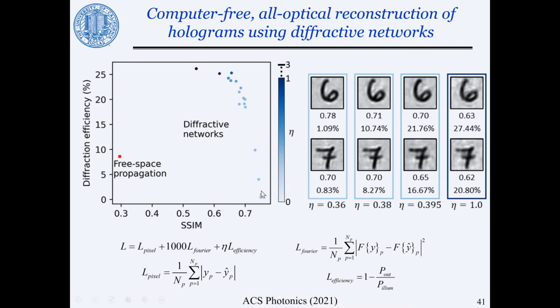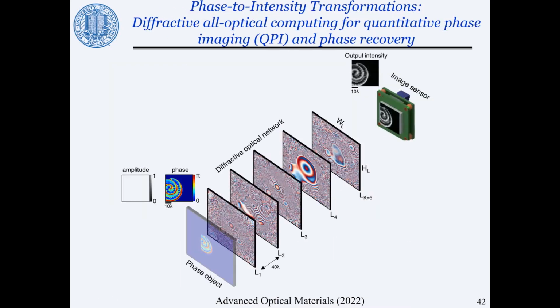So that's essentially the boundary of your solutions coming from diffractive networks. But still, with 27% diffraction efficiency, you have still a beautiful image. So it's your engineering trade-off, so to speak.